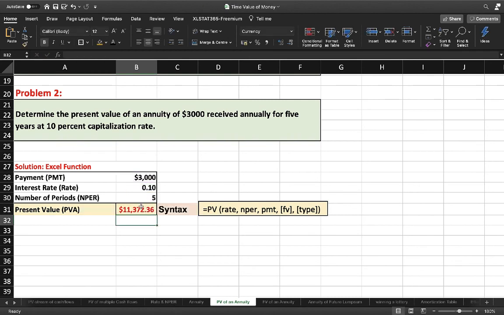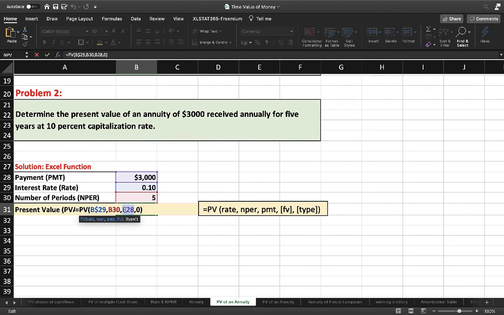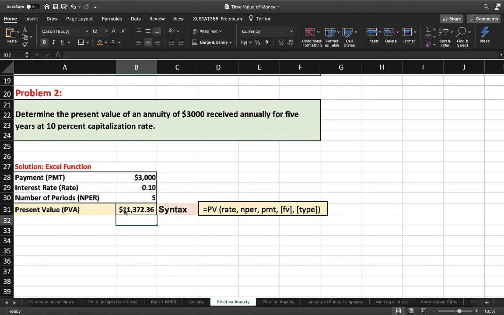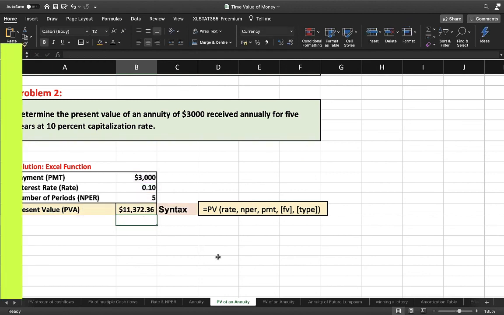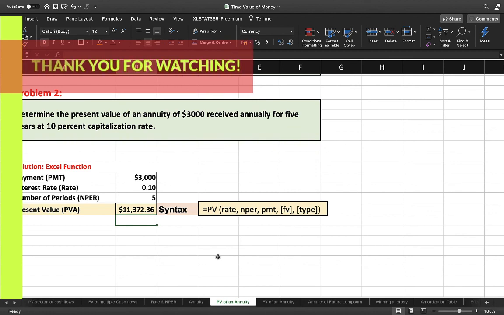Now you see the value is negative because we have taken this PMT as positive. So we have to put the opposite sign here, that is negative. Enter it. You see the positive value has come. So this way we'll solve the present value of annuity.